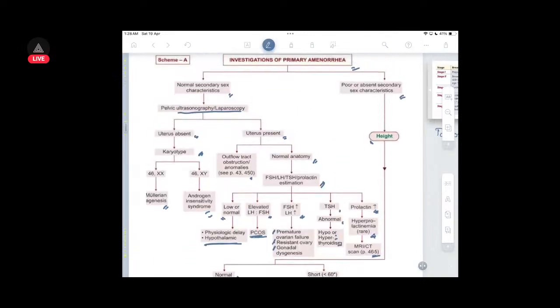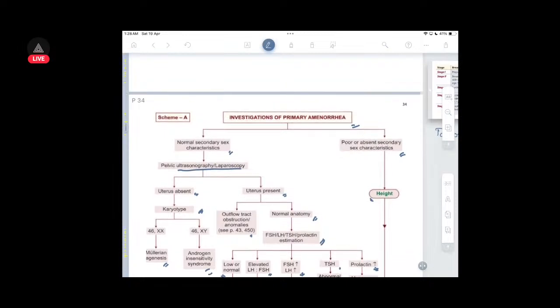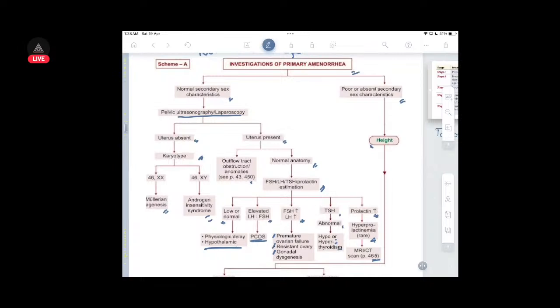Actually, I think this flowchart is not proper, not correct. Refer to the textbook. There was another flowchart which was more proper, I feel.